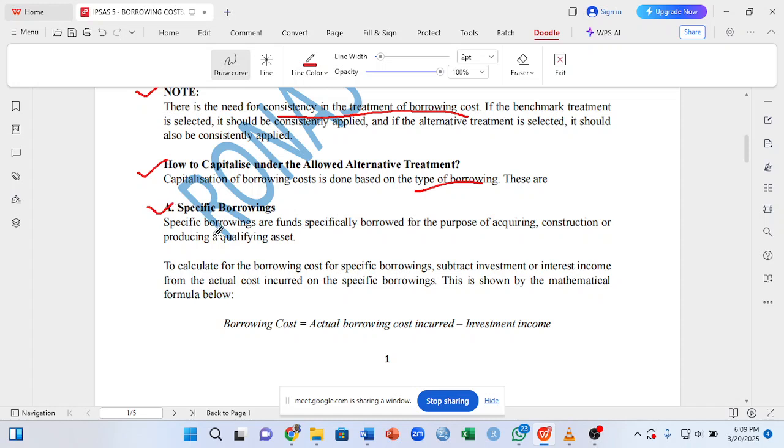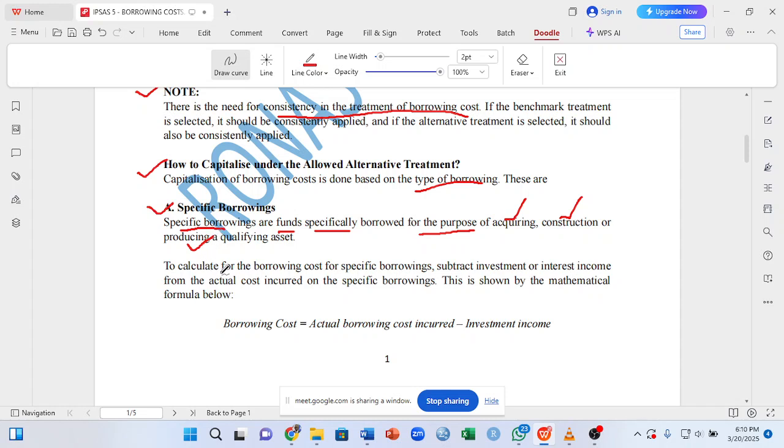When we say you have a specific borrowing, it means you have gone for funds, or borrowed an amount of money, specifically for that particular qualifying asset. It may be for the acquisition, the construction, or the production of the qualifying asset. An example could be you want to build your dream house, so you went for a loan facility from the bank to build it. That is a specific borrowing.